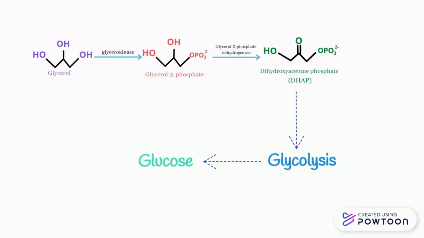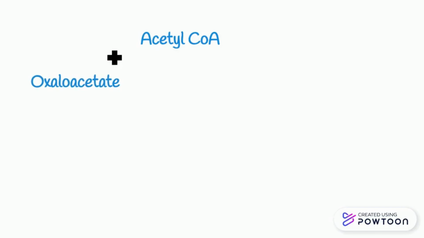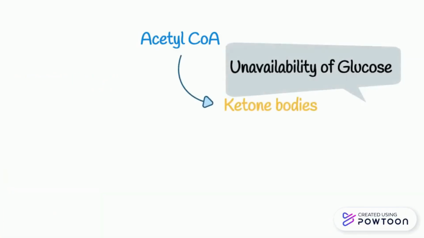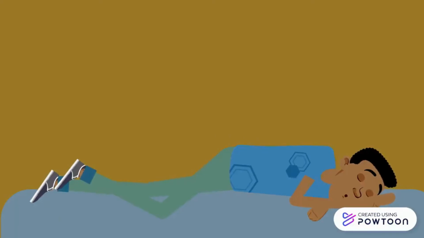This is quite important because without some glucose, there will not be enough oxaloacetate in the citric acid cycle to incorporate with the acetyl-CoA. If there is not enough oxaloacetate, acetyl-CoA will form ketone bodies instead, which can be used to generate energy, accumulate in the blood, and be excreted in urine. Now, Jeffrey has some energy for his body to function and keep warm while he is sleeping.